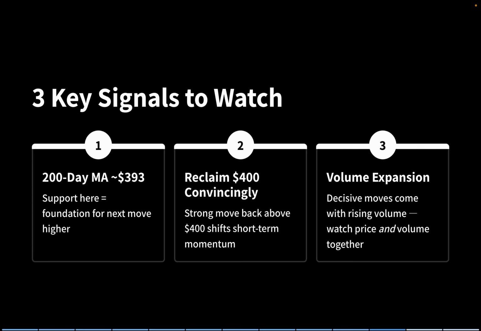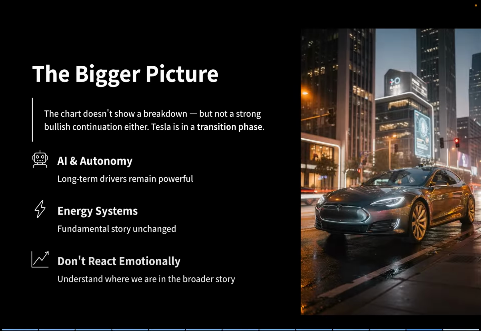And the third signal is volume expansion. Whenever a market makes a decisive move, volume usually increases. So watching both price and volume together will be extremely important. So how should long-term Tesla investors think about this moment?